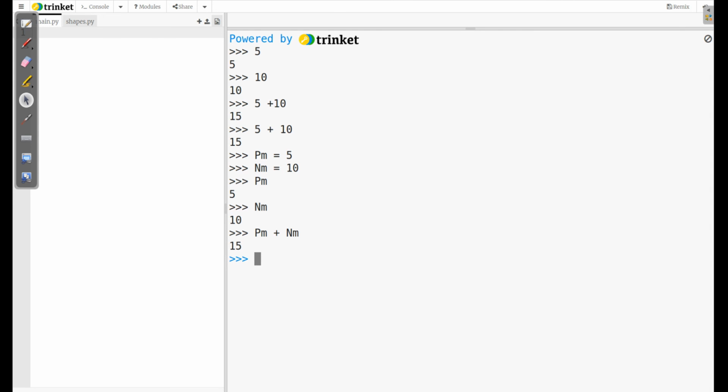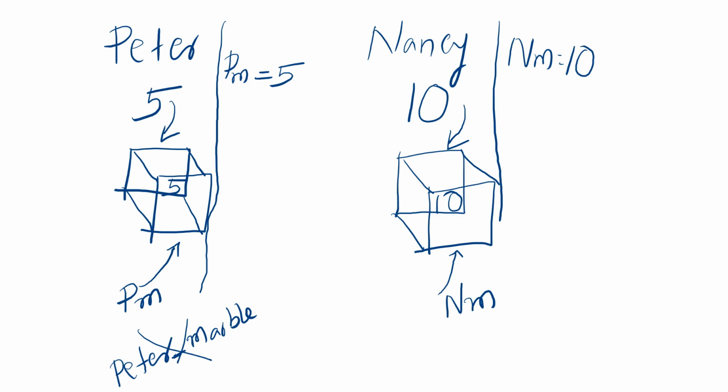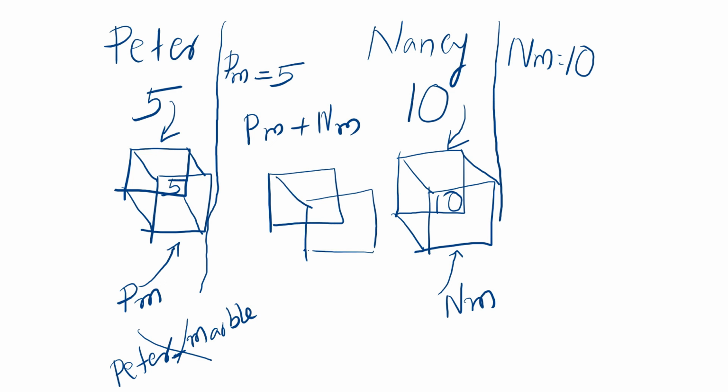Now, one more thing, right? Now we have this total number. I want to give that another box. Say I have the total. So we said PM plus NM, right? I want to put that in another box. How much is this? This is going to be PM plus NM. How much was that? Yes, 15. So 15 has a new box.